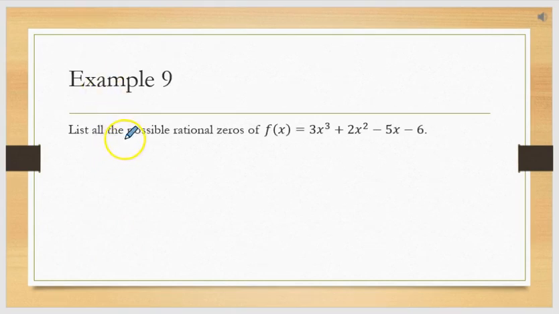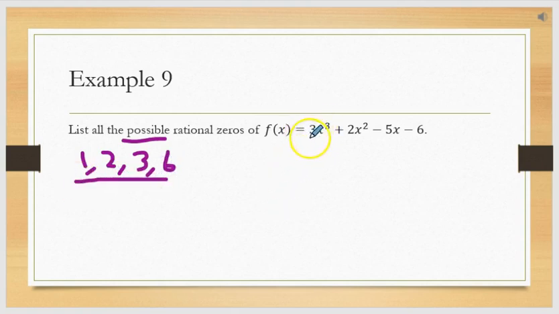Here's a second quick example of finding only the possible rational zeros. So again, I need to start off by identifying the constant, which in this case is the -6, and the leading coefficient, which in this case is a 3. So the factors of the constant are what go on top of the fraction bar, and the factors of 6 are 1, 2, 3, and 6.